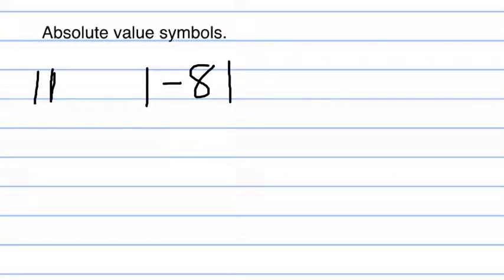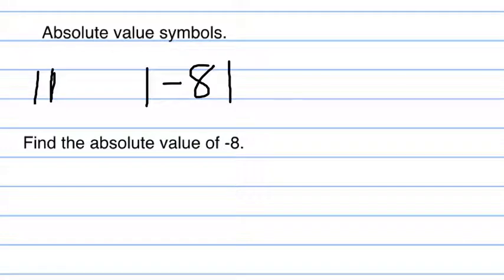And this is read as the absolute value of negative 8, or find the absolute value of negative 8. Okay, so I would find the absolute value of negative 8 by thinking how many spaces from 0 is negative 8. Well, it's only 8 spaces, so the absolute value of negative 8 equals 8. And once I have found the absolute value, I no longer need the vertical lines. One thing that you need to remember is absolute value is always positive. Highlight that, circle it, whatever you need to do on your handout.